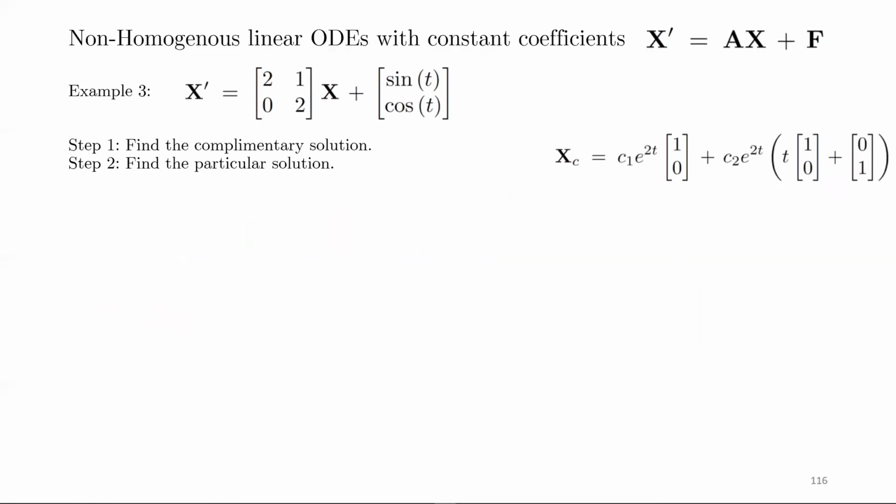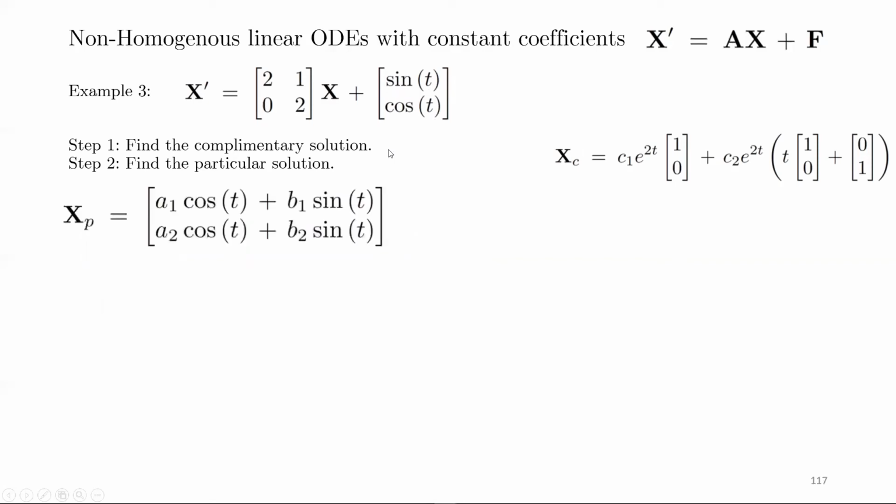Okay, but what I'm more interested in for this problem is finding the particular solution. Because my non-homogeneous vector here is a sine and a cosine, I'm going to take a particular solution of this form: a1 times cosine t plus b1 times sine t, a2 times cosine t plus b2 times sine t. And again, for each term, even though the first entry in f is just sine, I still have to include these cosine terms.